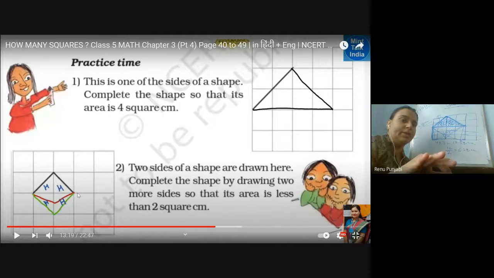According to the red one, then it will be less than 2 squares. Got it? Go to the next page.